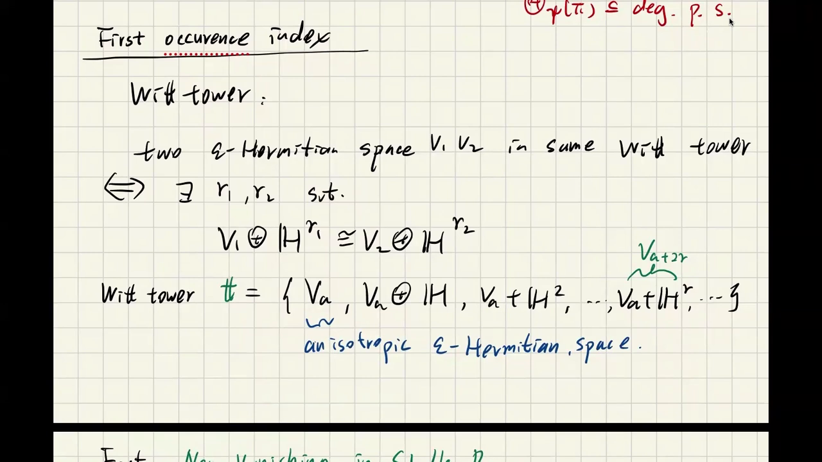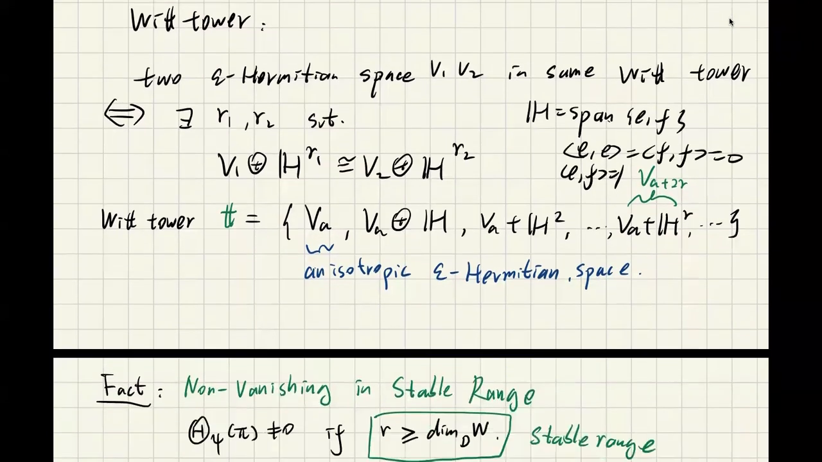Hyperbolic space means a two-dimensional vector space with a form, with vectors E and F, where the pairing between E and F is equal to 1, and pairing E with E and F with F is 0. So H is the span of E and F, with (E,E) equal to (F,F) equal to 0, and (E,F) equal to 1. These conditions characterize the hyperbolic space. So you keep adding the hyperbolic space, and you get the Witt tower.